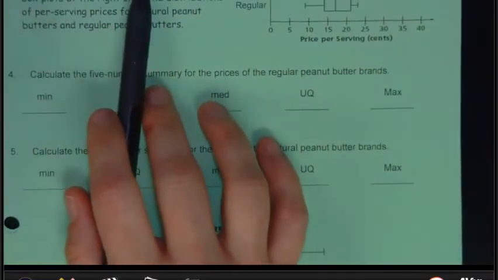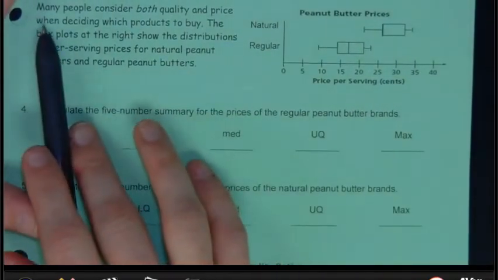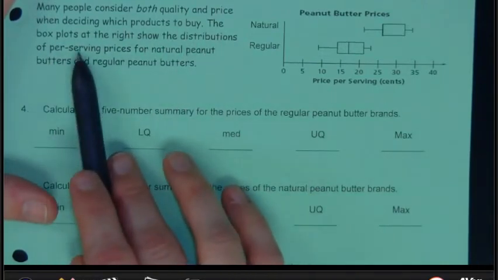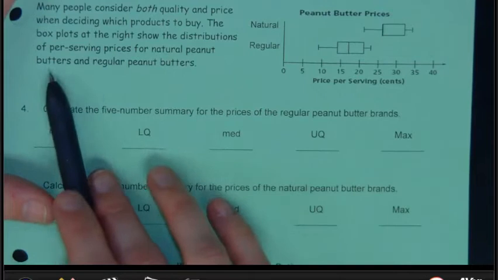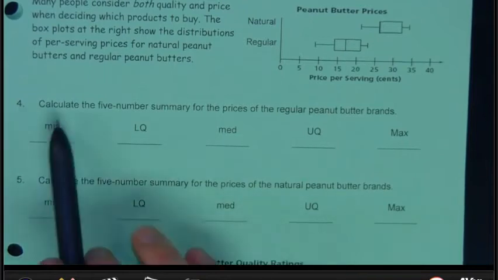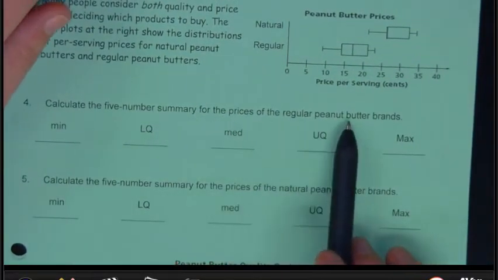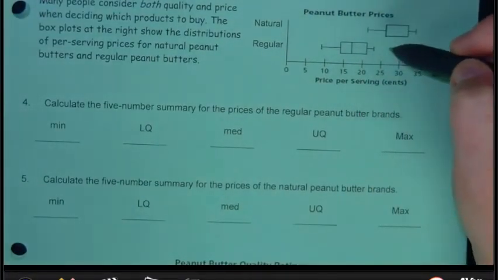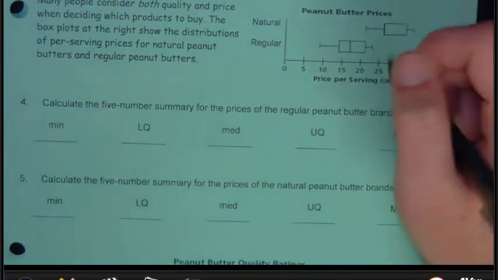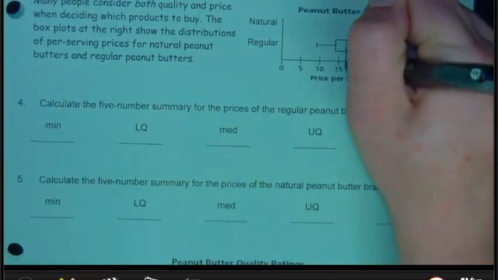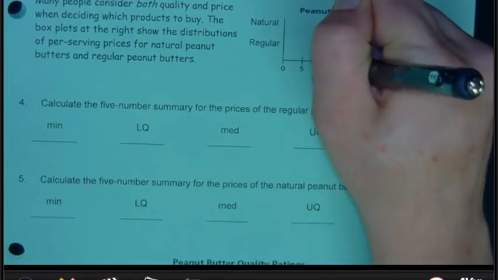All right. And then on the last page, so many people consider both quality and price when deciding which products to buy. The box plots at the right show the distributions of per-serving prices for natural peanut butters and regular peanut butters. Okay, so I've got 2 different box and whisker plots here. Calculate the 5-number summary for the prices of the regular peanut butter brands. So regular. It looks like I'm going up here by 5s. Okay. And it looks like it's not going to be exact, but we can get really super close. So I'm going to extend these lines here to make it just a little bit easier.